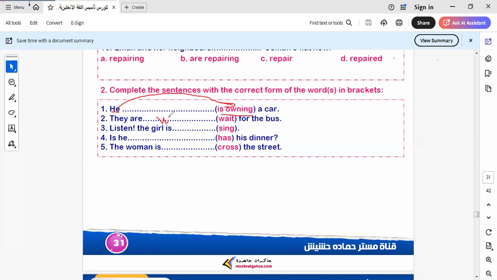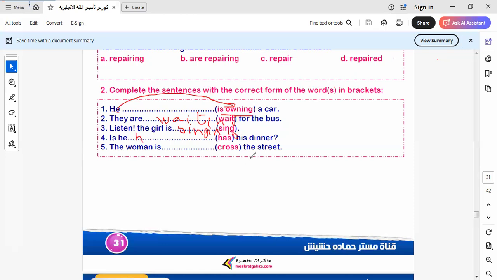We are waiting. Here is we are waiting. I correct the verb here. We are waiting. The girl is singing. Listen, the girl is singing. So when we say listen, or look, anything like look or listen, it means I will make you pay attention to what I'm doing.